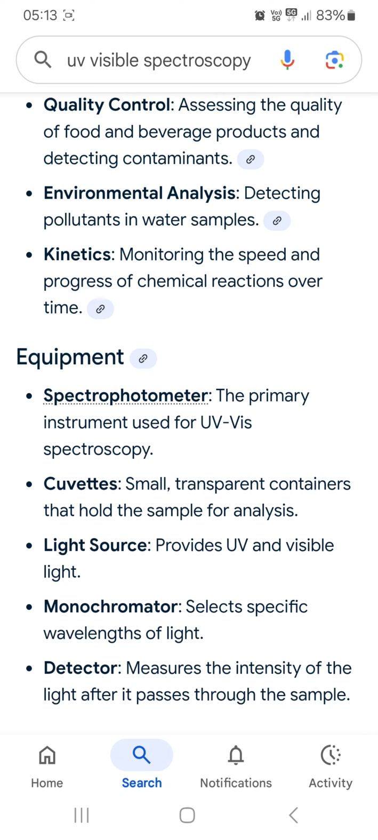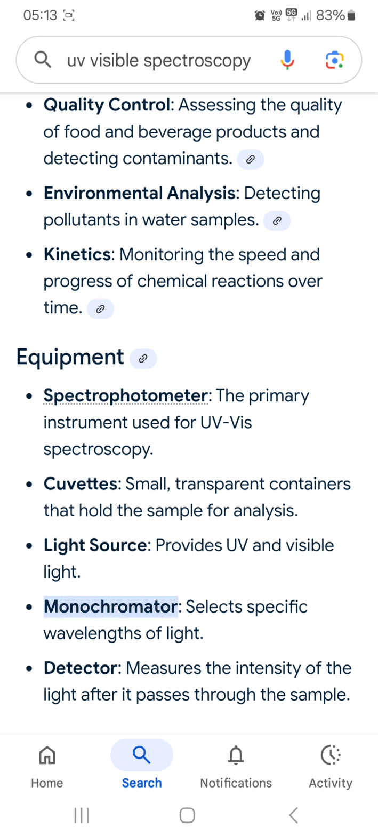Equipment. 1. Spectrophotometer. The primary instrument used for UV-VIS spectroscopy. 2. Cuvettes. Small, transparent containers that hold the sample for analysis. 3. Light source. Provides UV and visible light.